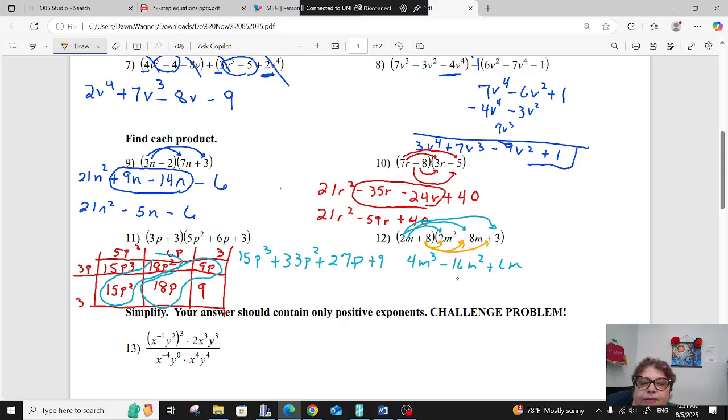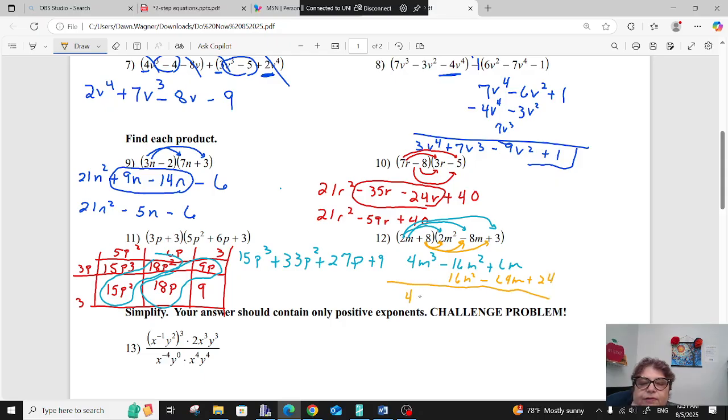However, I'm going to start lining it up under here. So 8 times 2m squared would be 16m to the second power. And 8 times a negative 8 would be negative 64m. And 8 times 3 would be 24.